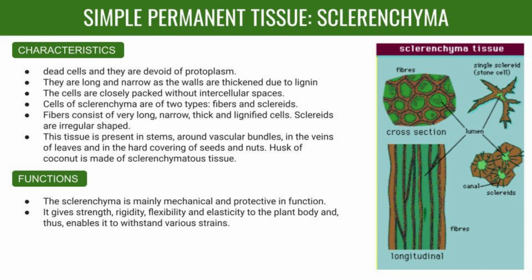Sclereids are irregular in shape. This tissue is present in stems, around vascular bundles, in the veins of leaves, and in the hard covering of seeds and nuts. Husk of coconut is made of Sclerenchyma tissue. Functions. The Sclerenchyma is mainly mechanical and protective in function. It gives strength, rigidity, flexibility and elasticity to the plant body and, thus, enables it to withstand various strains.